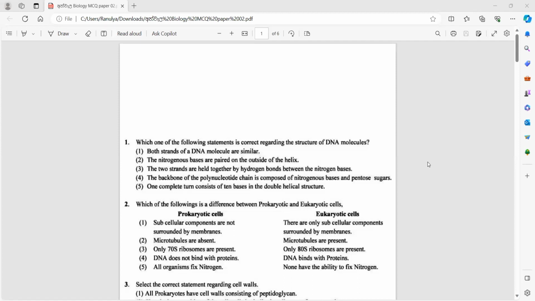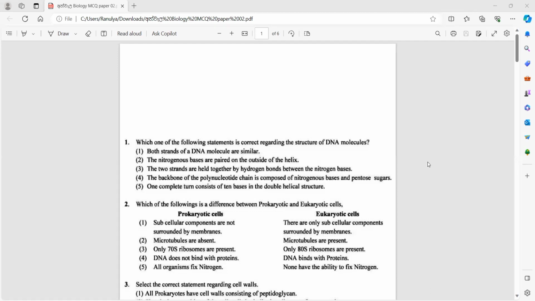Adenine pairs with thymine. If there is adenine on one strand, what is on the other side? Thymine. If there is guanine, on the other side there is cytosine. Right? So they are not similar. The nitrogenous bases are paired on the outside of the helix. No. Nitrogenous bases are paired in the interior.